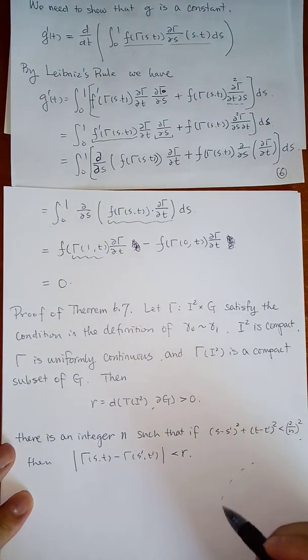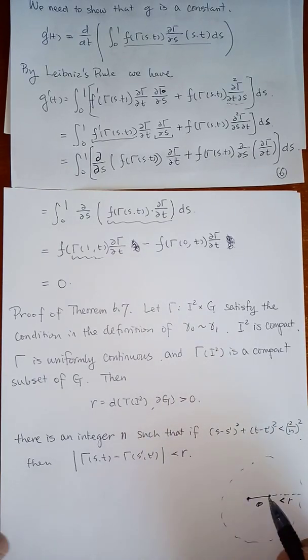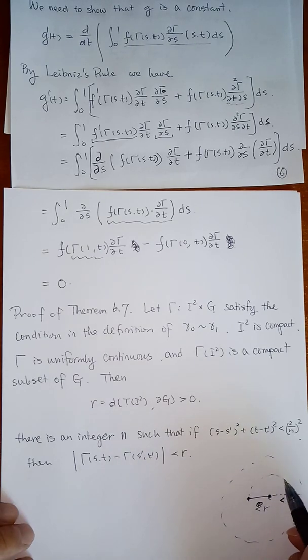Okay, so these two points should be very close, and this distance is small, and it should be less than r. So you draw the disks. This point is inside the disk with radius less than r.